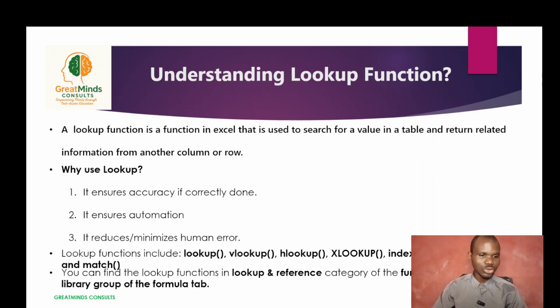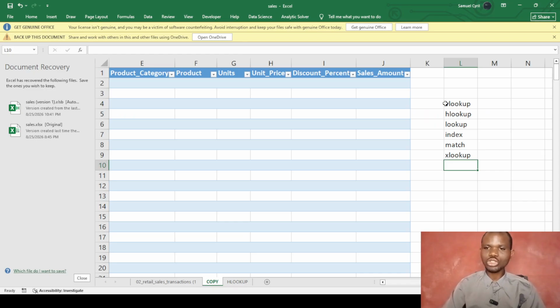So in our lesson today, we'll be applying these 6 important, very powerful functions in Excel: VLOOKUP, HLOOKUP, lookup itself, index function, match, and XLOOKUP. XLOOKUP is available if your Excel version supports it. If it doesn't, you will use Google Worksheet to implement it.